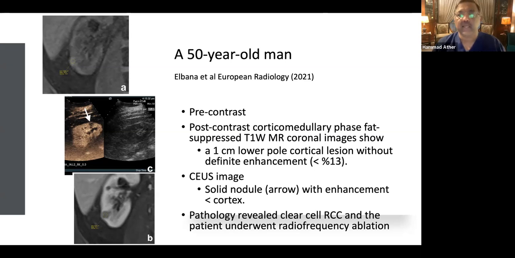Subsequently, in this case, a biopsy was performed, followed by treatment with radiofrequency ablation. And this proved to be a clear cell carcinoma.